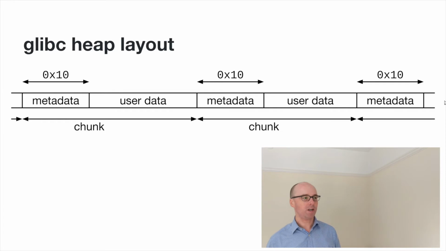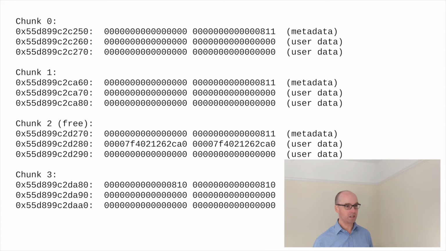Okay, quick refresher on glibc heap layout. The way that the allocator organizes data in the heap is it has bits of user data that have been given to the user through malloc calls, interspersed with bits of metadata. And the metadata contains things like the size of the chunk. And so let's just have a look at what that looks like in memory.